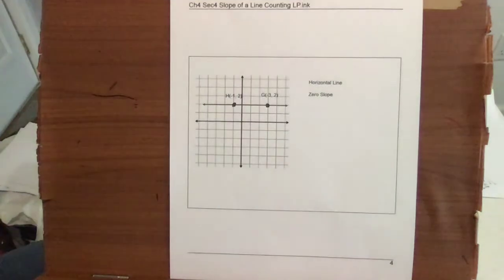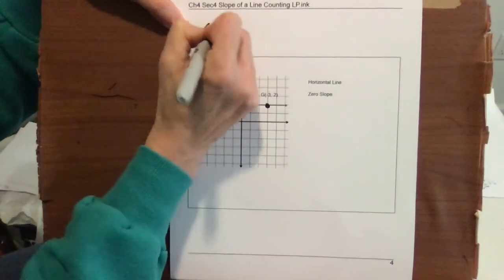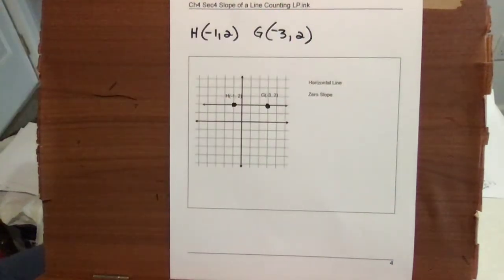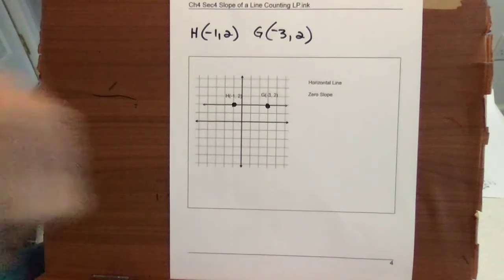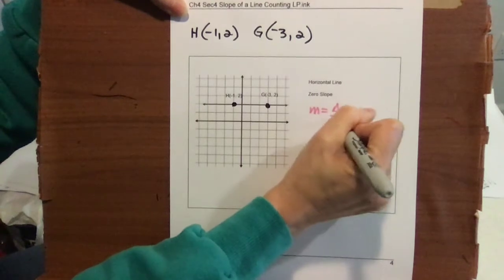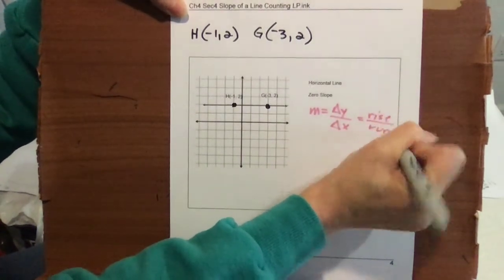All right, let's look at our typical horizontal line. We have a point H at negative 1, 2. We have a point G at negative 3, 2. Okay, and let's try our rise over run. Delta y over delta x, rise over run. And we're going to walk from one point to another.